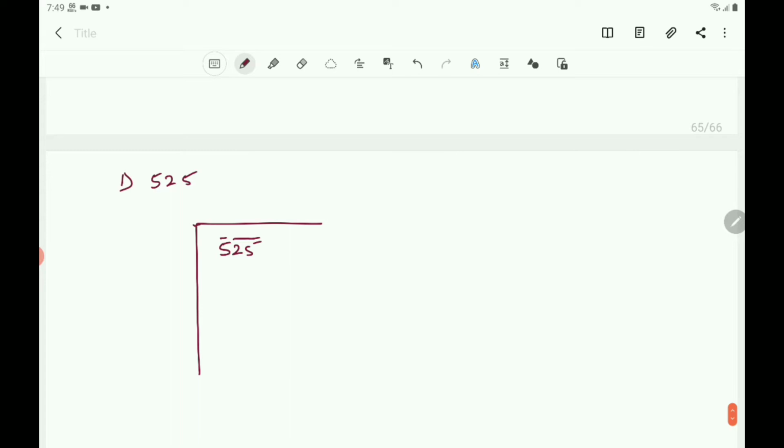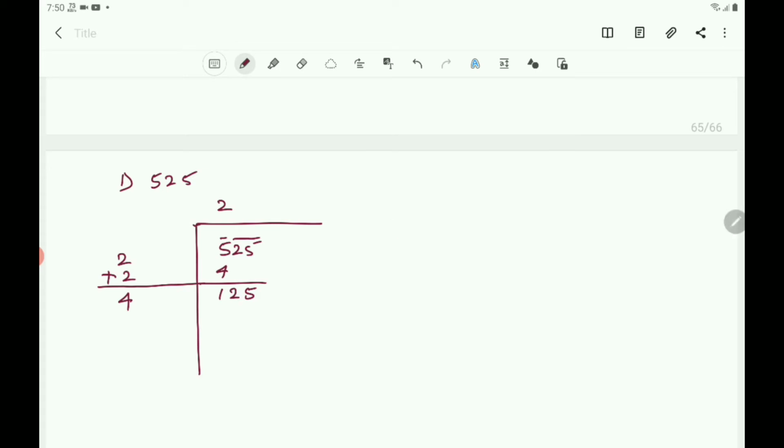Now you find the nearest perfect square to 5. You know that 5 is not a perfect square. The nearest square number is 4. That is, 2 2s are 4. 5 minus 4 is 1. Then it is 125. Then you take 2 and double it, so you got 4 here. Now here you have to take some digit in front of 4 to get the nearest number to 125.